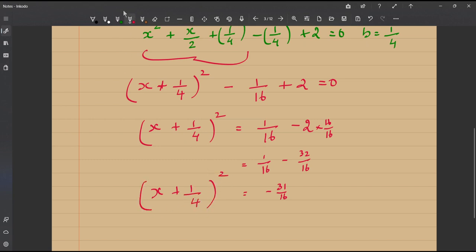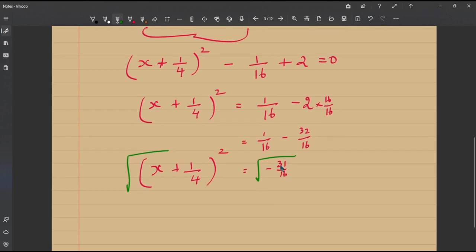Now solving for x means you should take square root on both sides. Square root of this should be equal to square root of minus 31 by 16. But so far we haven't learned to find square roots of negative numbers. In fact, our real numbers do not include square roots of negative numbers. So the solution to this particular equation is not going to be real. So you have no real solution to this quadratic equation.